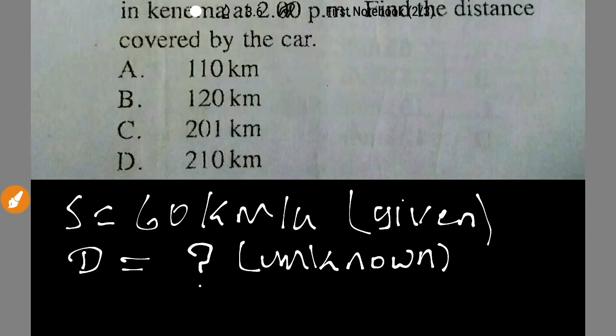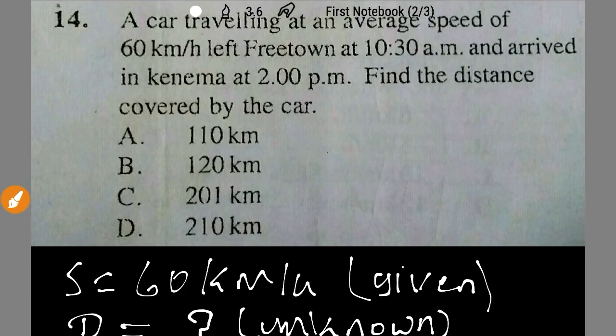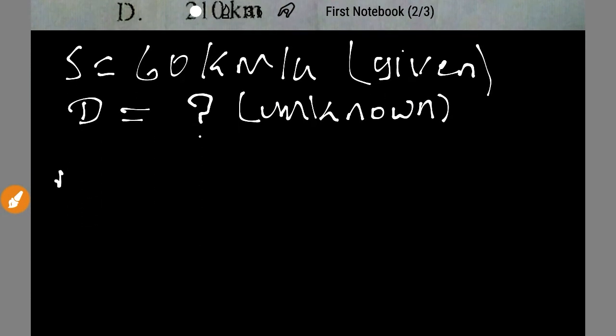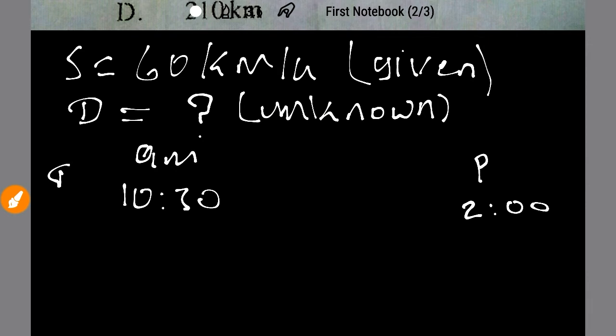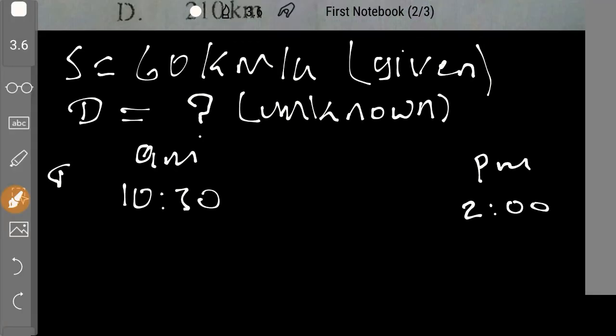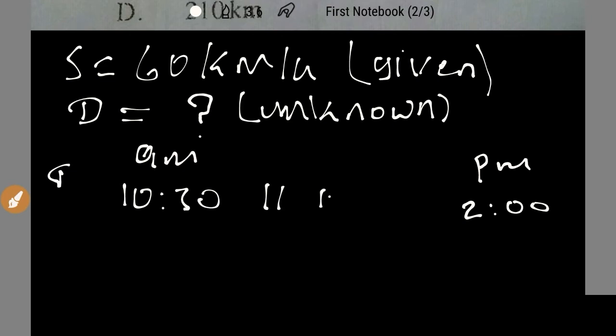The time T is between 10:30 a.m. to 2 o'clock. So here we write a.m. and then here we write p.m. Between 10:30 to 2 o'clock we have 11 o'clock, 12 o'clock, and we have 1 o'clock.